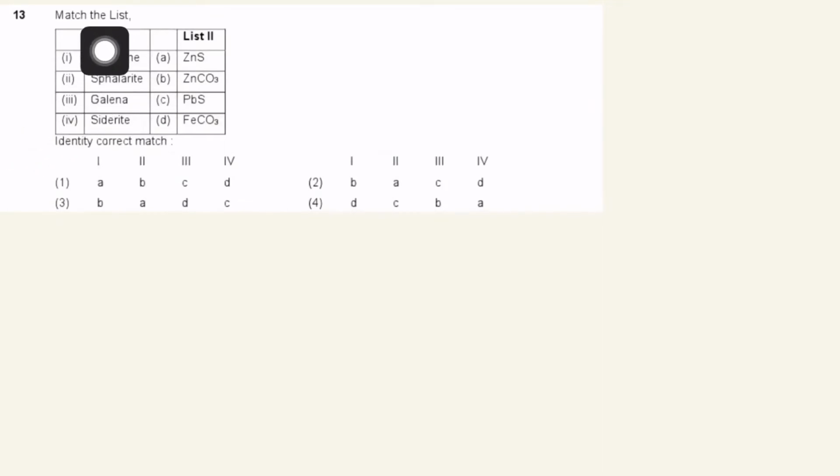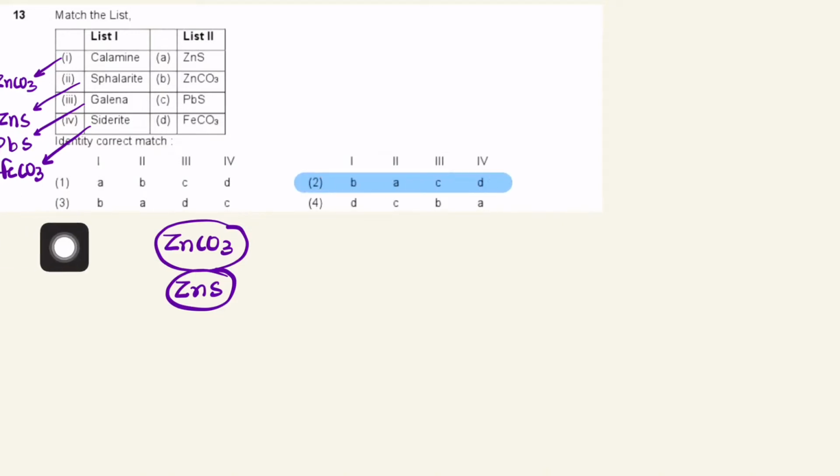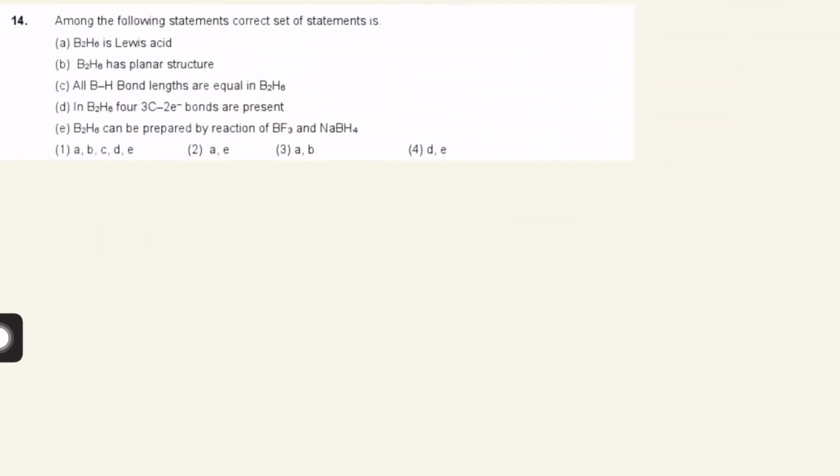Now next, we have to match the following. These are the important ores that we should know. Calamine is basically ZnCO3, that is zinc carbonate. Aspaltite is basically ZnS. Galena is PbS. So very simple question. Siderite is iron carbonate, FeCO3. So the correct answer should be 2. First will match with B, second will match with A, third will match with C, and fourth will match with D. Let's move to the next one.